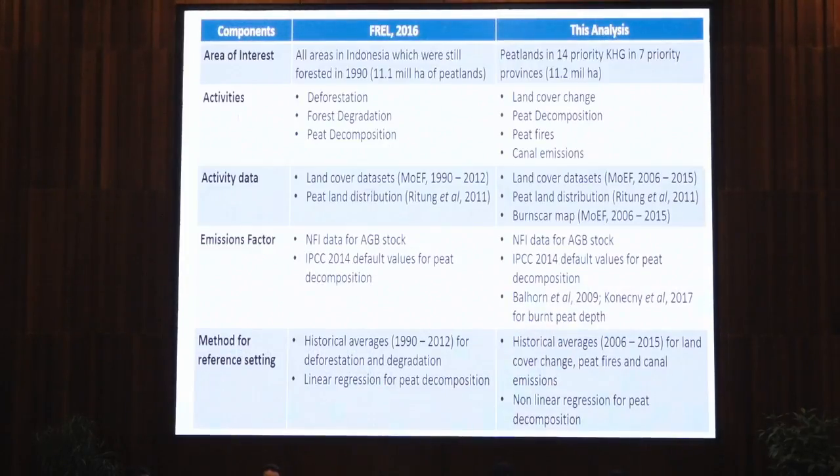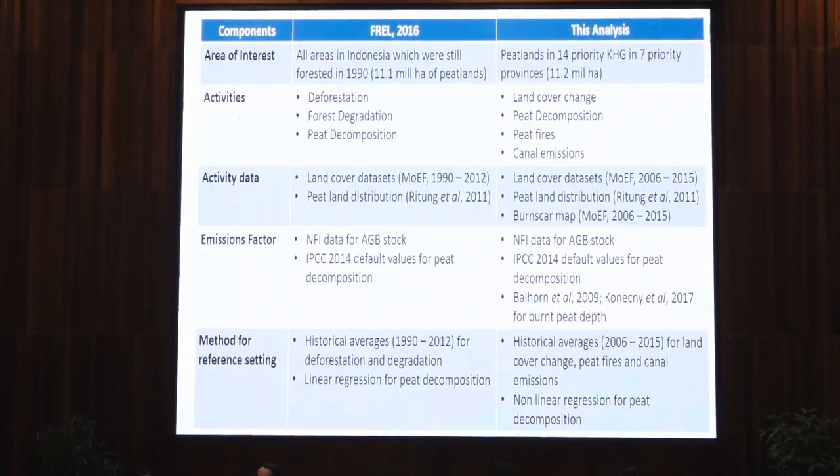This is the comparison between the methodology used in the forest reference emission level, which was submitted to UNFCCC in 2015 and approved in 2016, and this analysis in the right column. For the area of interest, for the FRL we use all areas in Indonesia that were still forested in 1990, totaling 11.1 million hectares of peatlands.